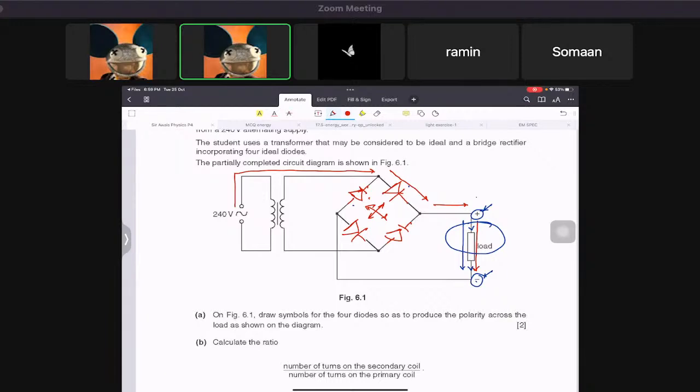So it's pretty simple. You just need to put barriers and guides for the current to go in the right direction. So it's kind of fun that way. Understood?